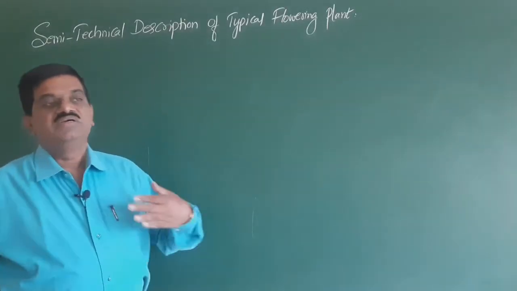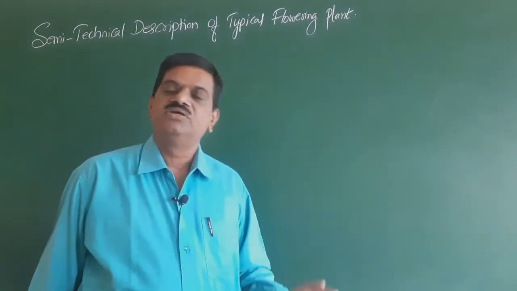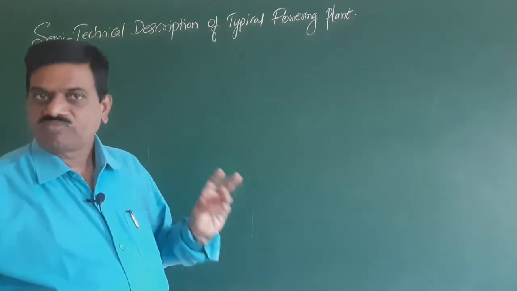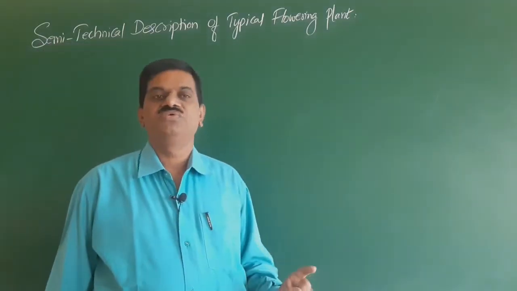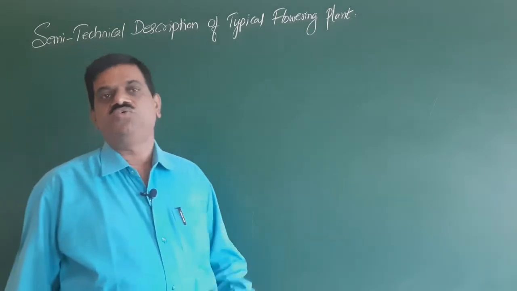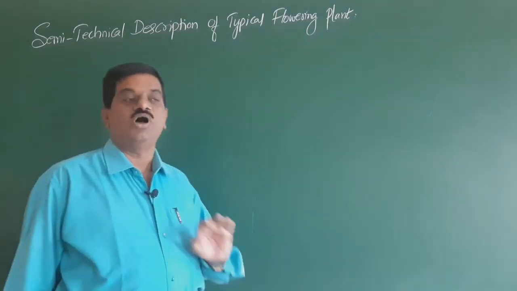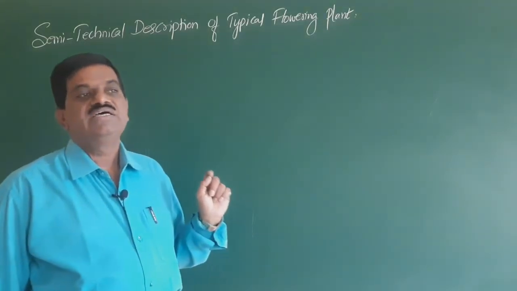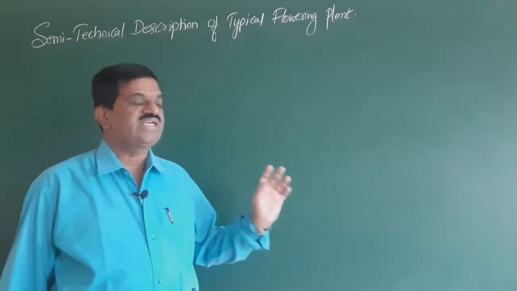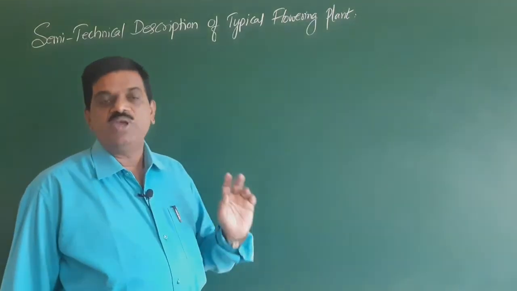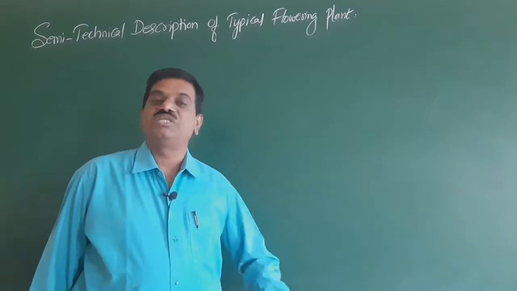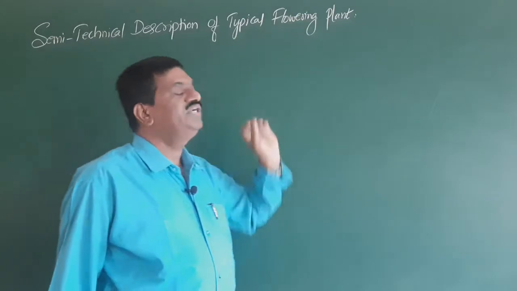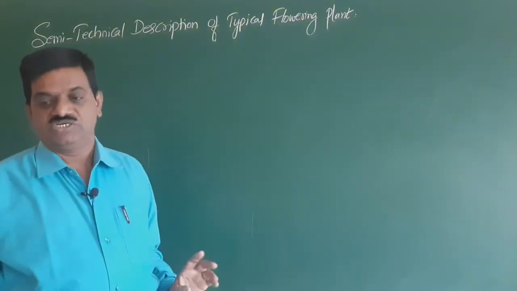Students, we are going for the next heading. We have completed all the parts of the plant body: root system, stem, leaf, inflorescence, flower, fruit, seed. All the parts have been completed. Now we are stepping into the next topic called taxonomy. Before going into detailed taxonomical information, we are going to see some technical descriptions. So, a semi-technical description of a typical flowering plant.